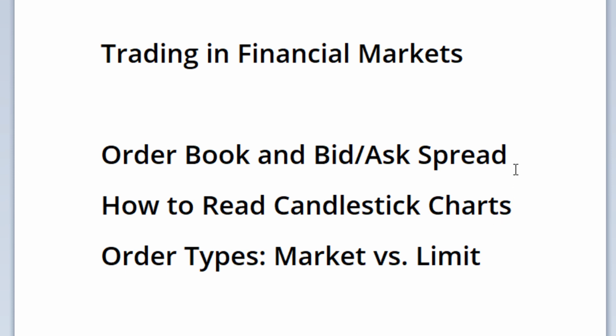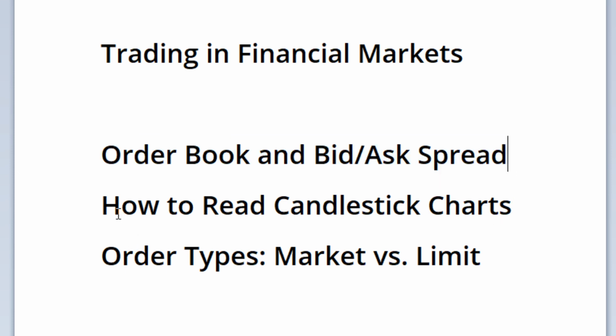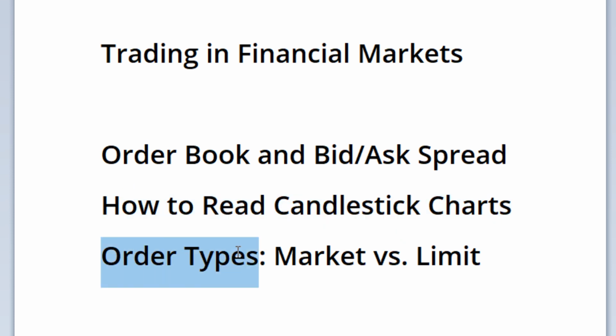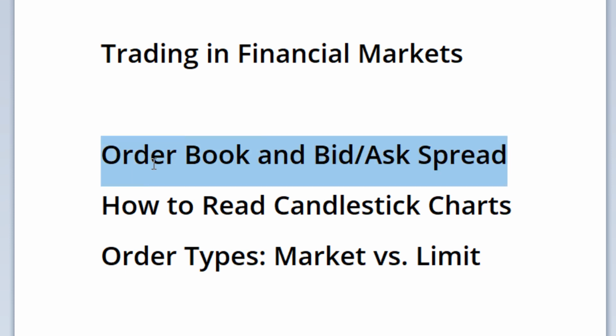So the three topics I'm going to cover are what the order book is and what the bid-ask spread is, how to read a chart, particularly candlestick charts, and the different order types. I'm just going to cover the two basic ones, the market and the limit order. There's multiple other ones, but I'll just go over the basics. And in that last video, I'll actually place a trade to show you how it's done. So let's start with the order book and the bid-ask spread.